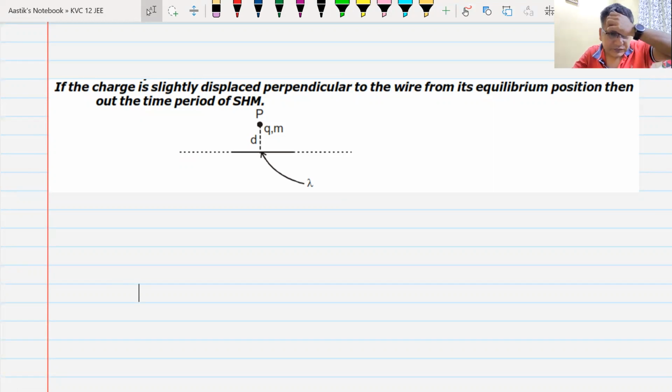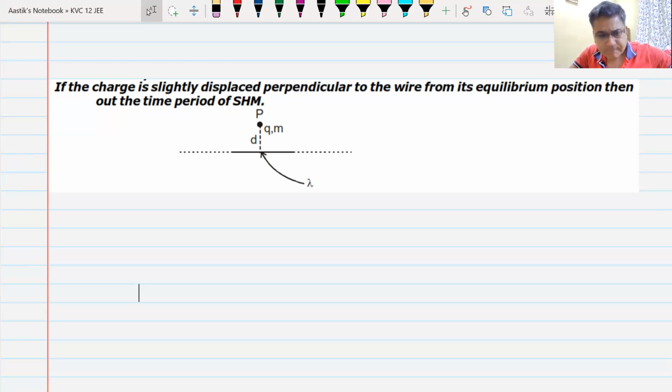We are going to do it after you are done with your simple harmonic motion. So we'll come back and try to do a couple of problems based on simple harmonic motion and electrostatics, how they come together. Okay, so we'll do it afterwards. Just remind me once you are done with your SHM, that we have to do that problem of SHM in electrostatics. Okay.